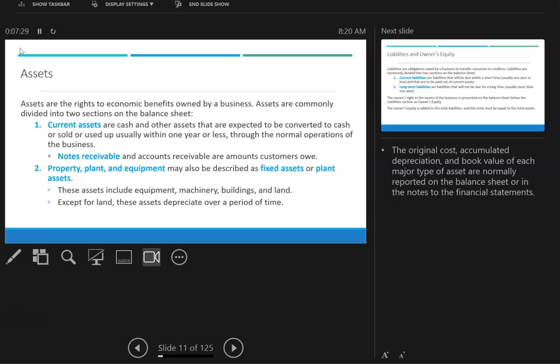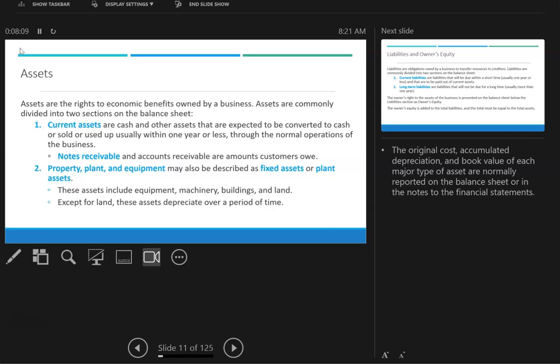So with a balance sheet, the balance sheet contains the accounting equation. Does anyone remember that equation? Assets equal liabilities plus stockholders' equity. That's a balance sheet. Assets, we know, are resources. Here it says they're the rights to economic benefits owned by the business. Assets are divided into two types. Current assets, which are usually assets that are going to be used up or converted to cash within the current year.